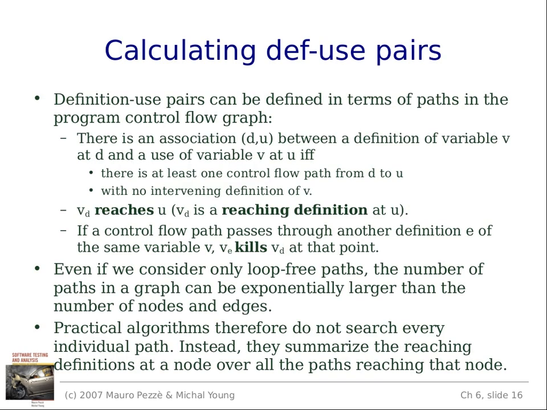So we've already talked about calculating definition-use pairs, but one definition we need to get to is: a definition V_D reaches U if at some point it can reach U. If a control path passes through another definition, then it kills that reach at that point. Even if we consider only loop-free paths, the number of paths in a graph can grow exponentially larger than the number of nodes. So practically speaking, we have to come up with a way to simplify it.